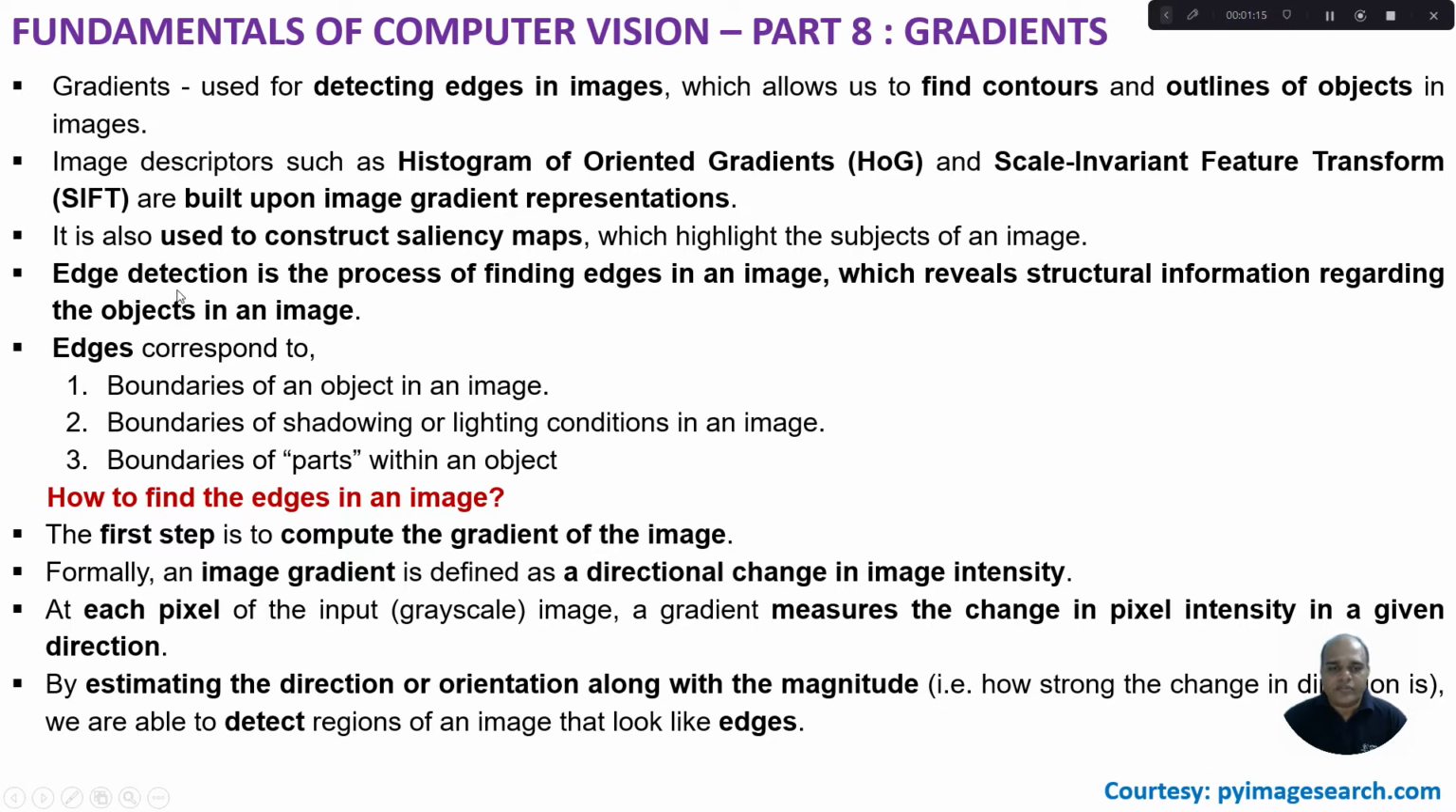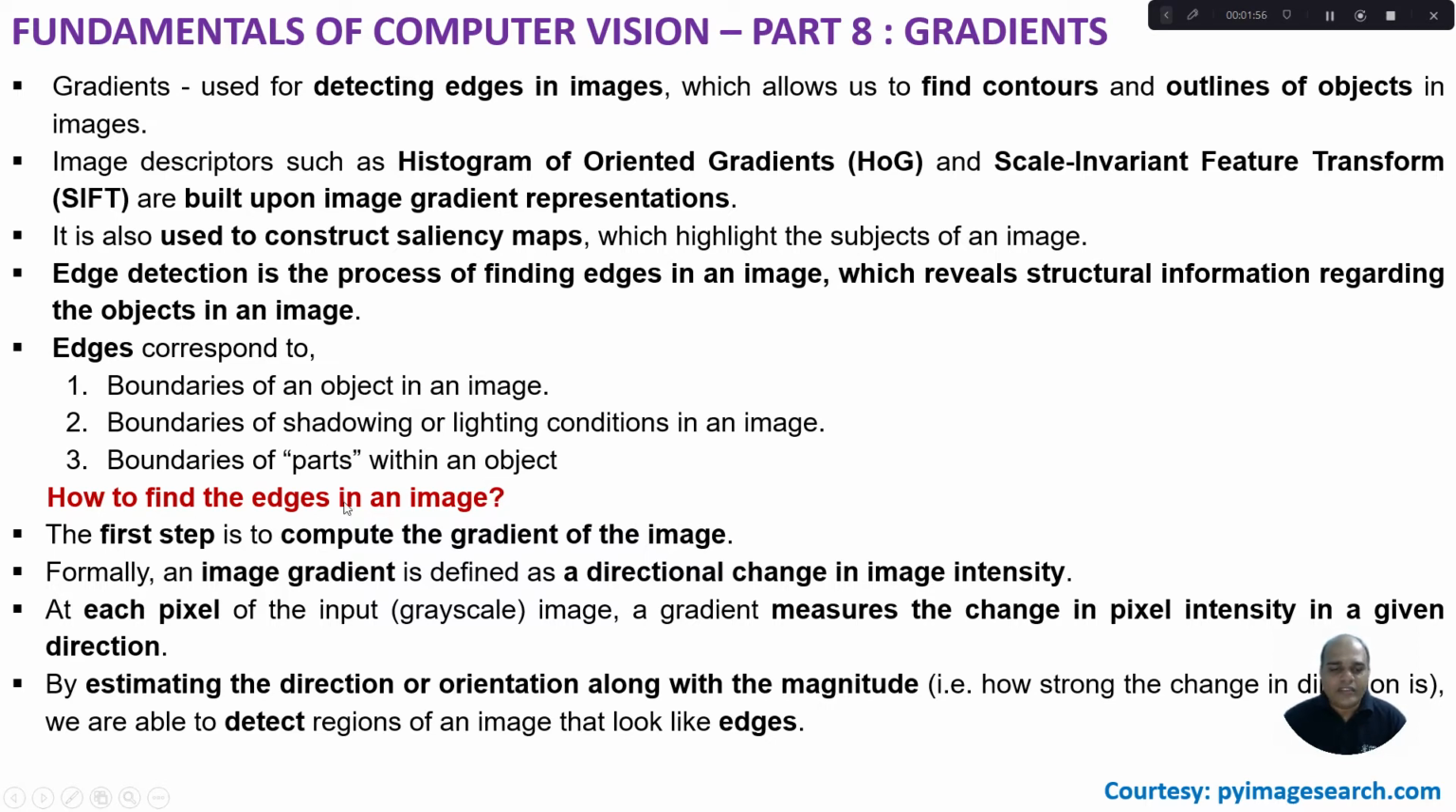So edge detection, what is edge detection? Edge detection is a process of finding edges in an image, or a process of finding the outline of an object, which reveals structural information regarding the objects in an image. The edges mainly correspond to the boundaries of an object in an image, or there can be some shadowing or lighting variation, due to which I can have some boundaries that can be identified as an edge, or I can have some parts within an object that can also be considered as an edge.